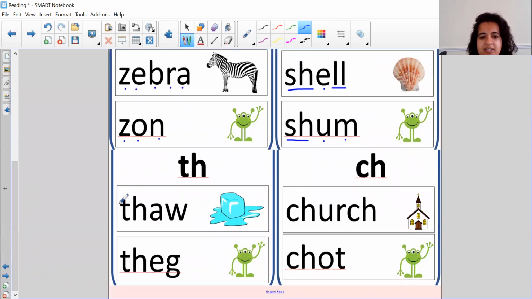And our last set of words, a little bit trickier. Okay, we've got th, or, thaw. Okay, it's a real word. It means when something melts, it's thawing out. Then we've got ch, ur, ch, church. Lots of digraphs in that one. Okay, digraphs where two letters make one sound. So ch, ur, ch, church. And then we've got th, e, g, theg, and ch, o, t, chot. All right, so that was our quick starter.